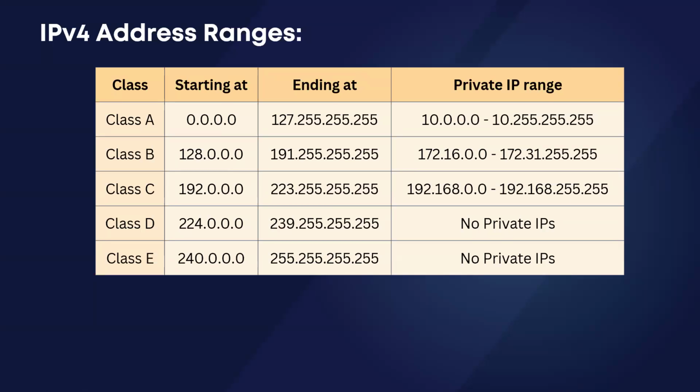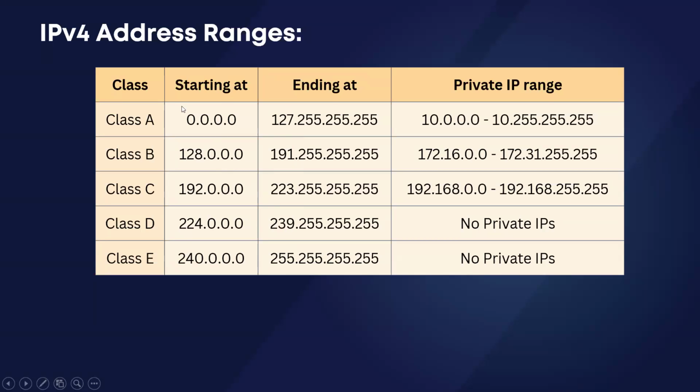So the only 4 numbers you're supposed to remember are these odd numbers: 127, 191, 223, and 239. If you remember these 4 numbers, you automatically get the next range. Class A 0 to 127, class B 128 to 191, class C 192 to 223, class D 224 to 239, and class E 240 to 255.